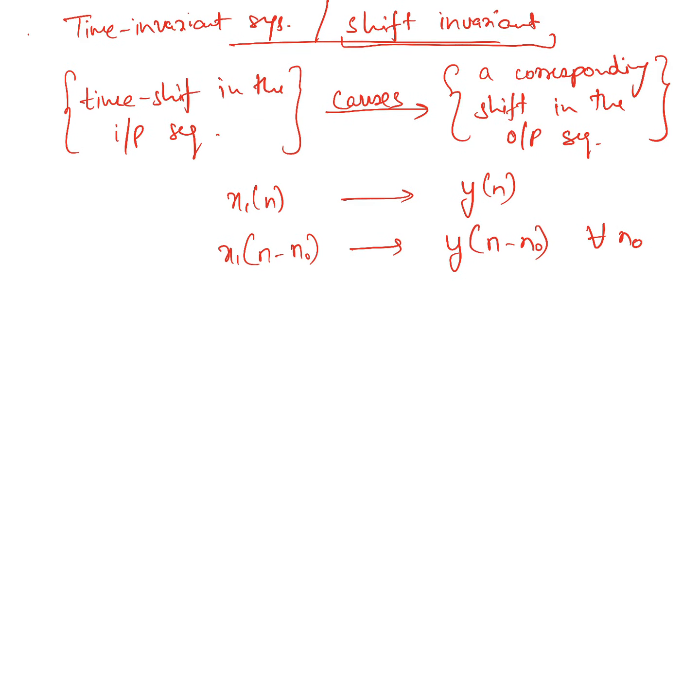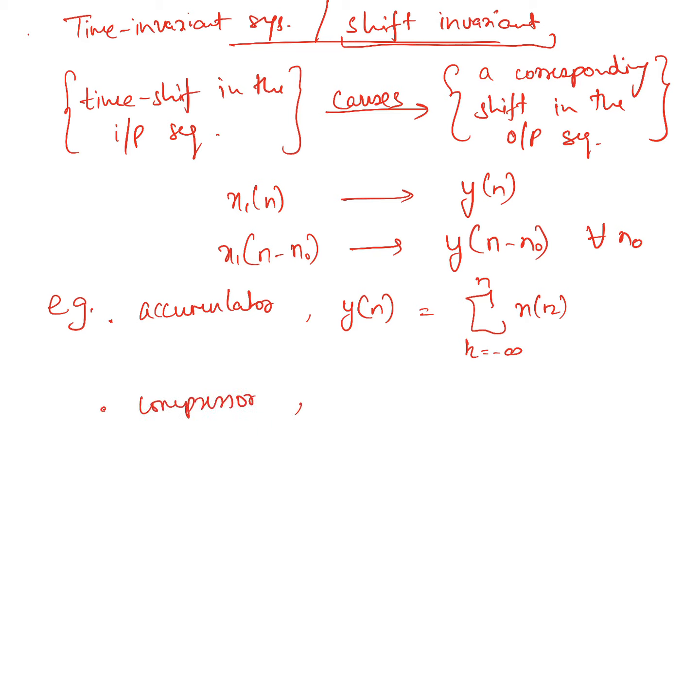Okay, so you can think of some specific types of system. For example, you have this accumulator, which is defined by y of n as the summation of x of k for k from minus infinity to n. Okay, and another example, which we label as the compressor, where y of n is given by x of M times n.